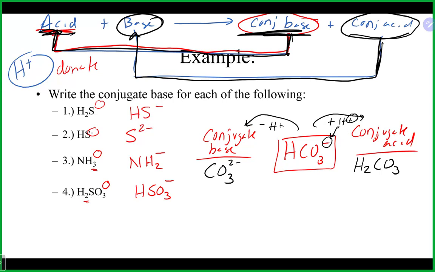If you come across a problem, which is sometimes common, they won't tell you these things are acids or these things are bases. They'll just say, write the formula for the conjugate acid or conjugate base. If you think backwards about what its partner would be, then you just have to use the Bronsted-Lowry definition of an acid and base, and that will help you. Any questions? Okay.